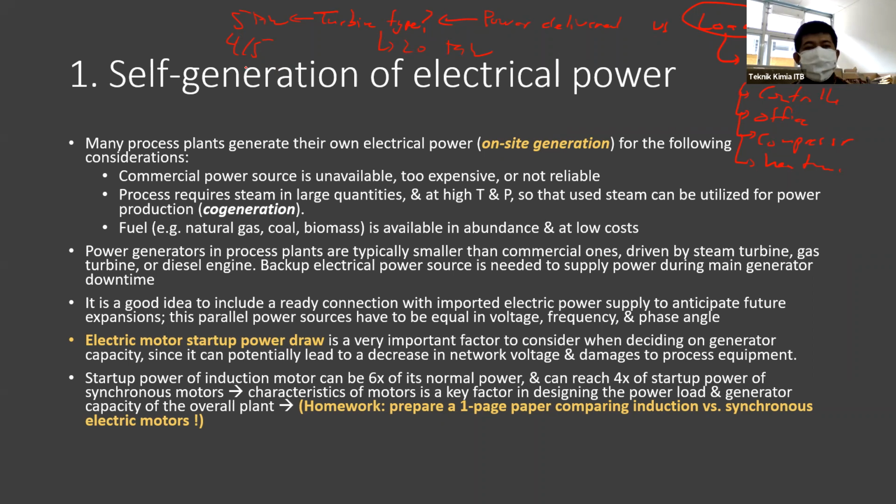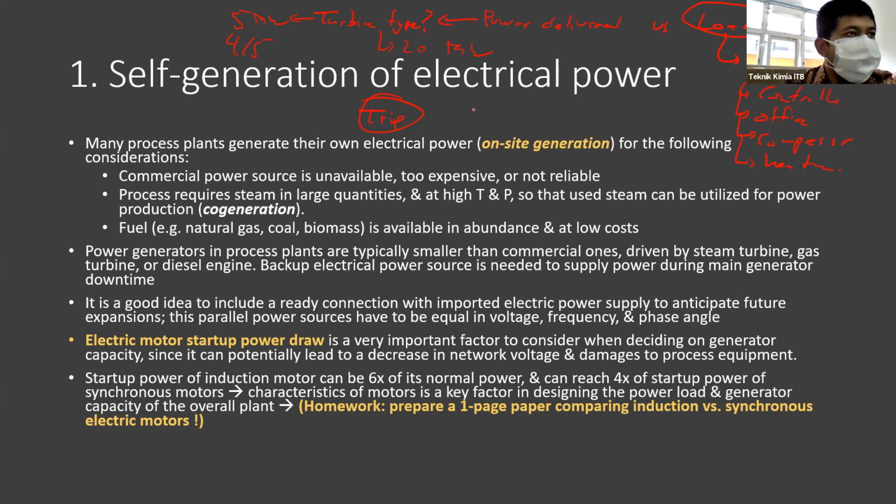Otherwise, your electricity will be tripped. Trip means shutdown. In a chemical plant, when anything is turned off suddenly, it's called a trip. You don't want to see this in your chemical plant, because it will break many pieces of equipment.